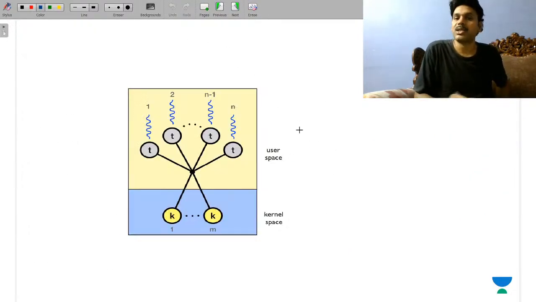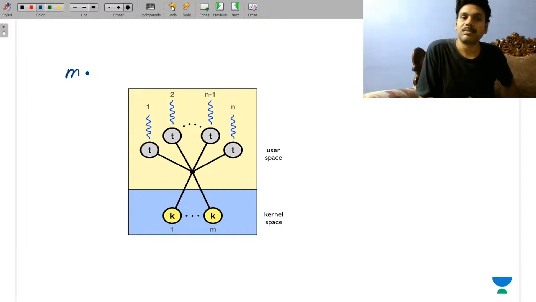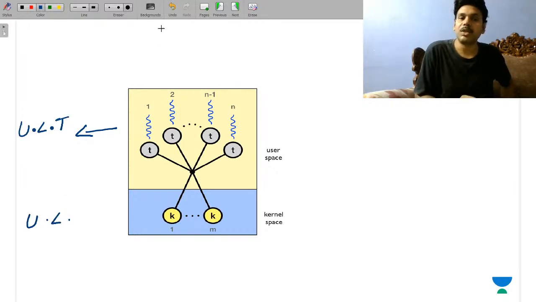So this is the architecture of this. What is the architecture? I am having multiple user level threads. They are being assigned onto multiple kernel level threads. This is the point.